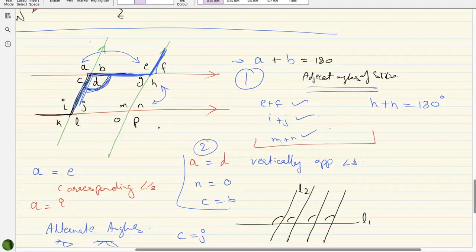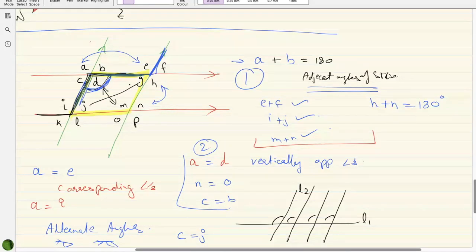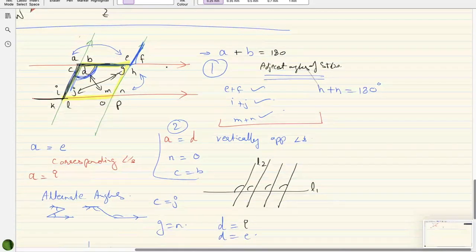And then we have a property. If we look closely, you may see that this boundary in yellow makes a parallelogram, and opposite angles of a parallelogram are equal. D is equal to M, J is equal to G. Any question, any confusion?